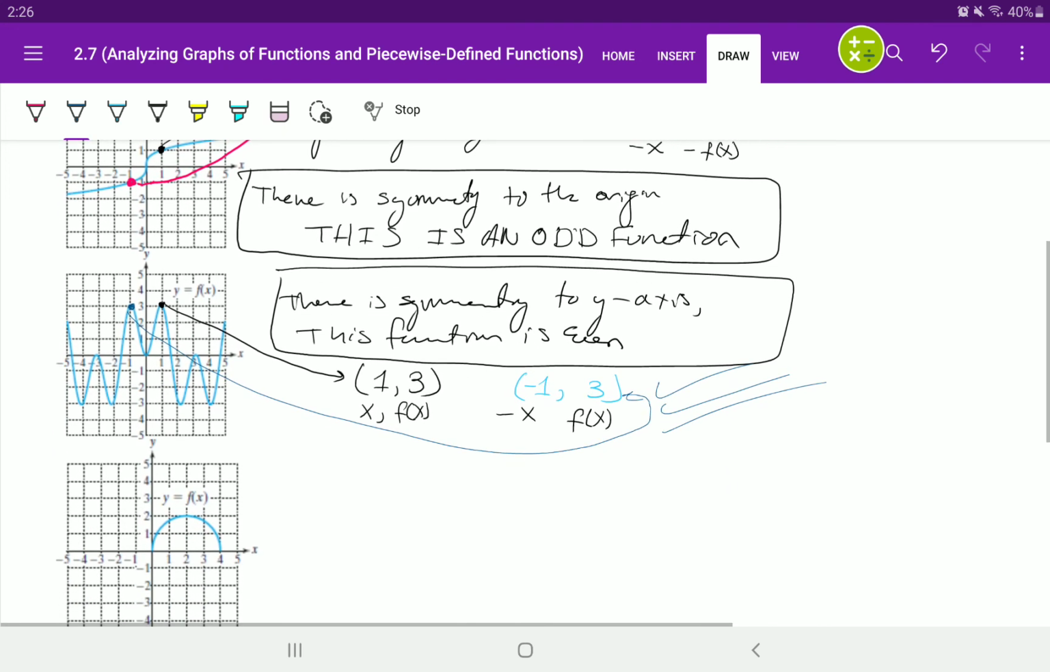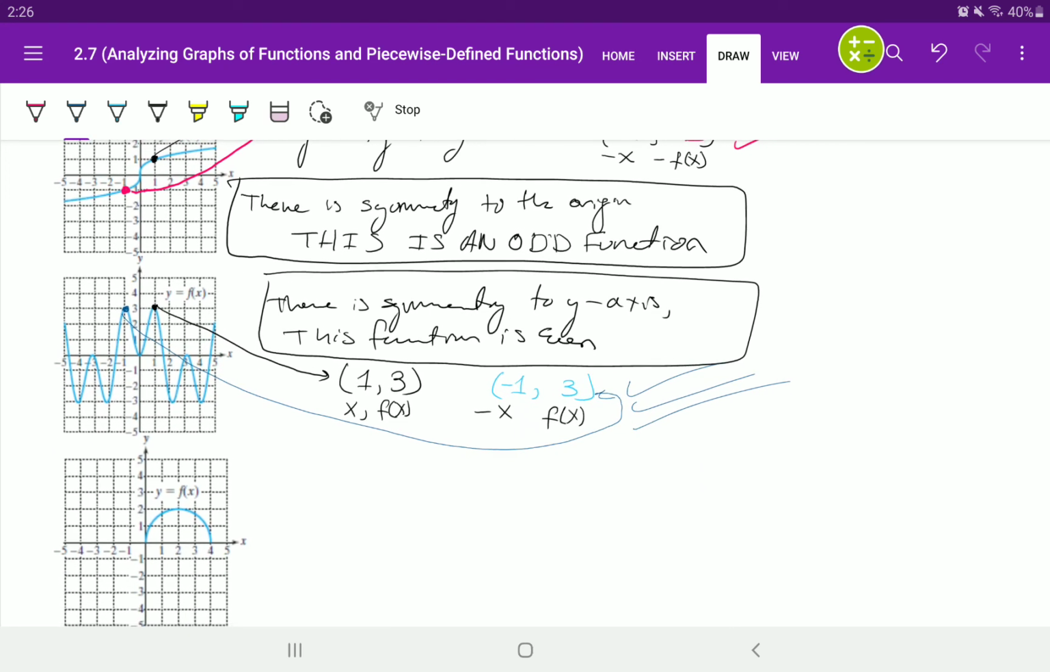And the last one, we can determine that this is neither. Neither, because the left side does not look like the right side. If I draw a dashed line, either here or here, the top half of the dotted line does not mirror the bottom half of the dotted line. So this is an option of neither. So neither an even function nor an odd function.